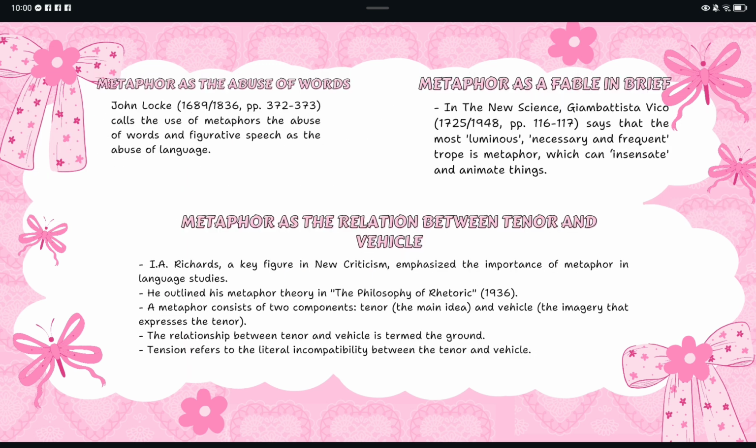So the next one is metaphor as the abuse of words. According to John Locke, 1689 to 1836, the use of metaphors is the abuse of words, and figurative speech is the abuse of language.